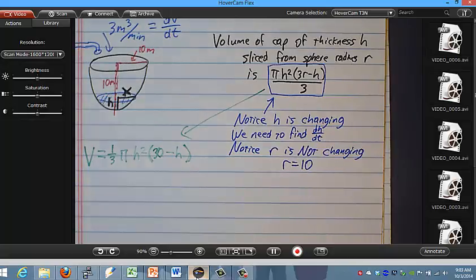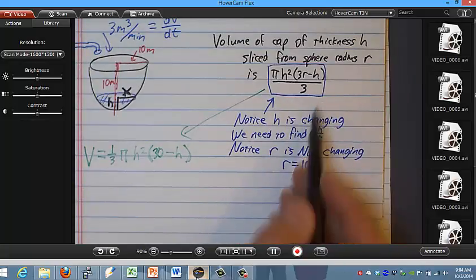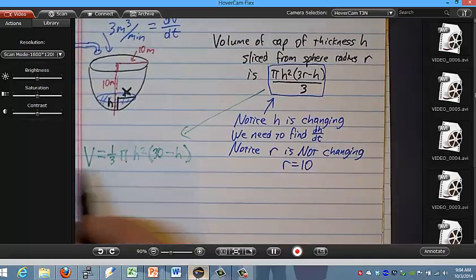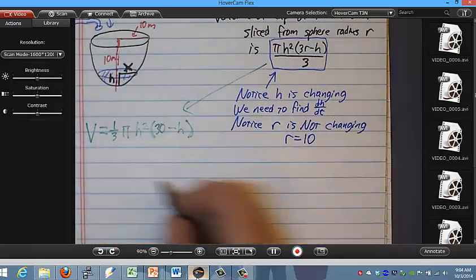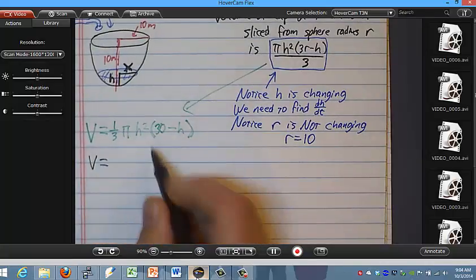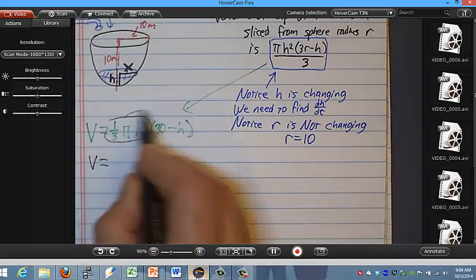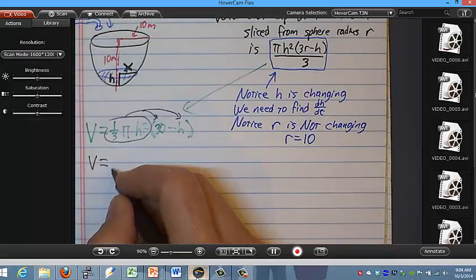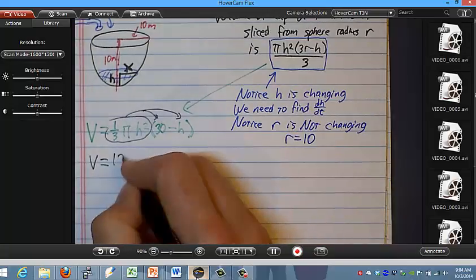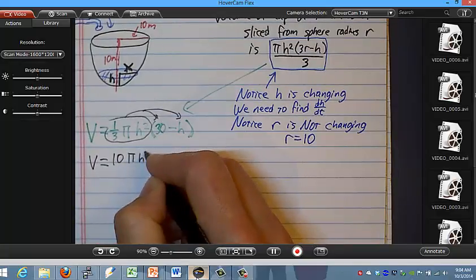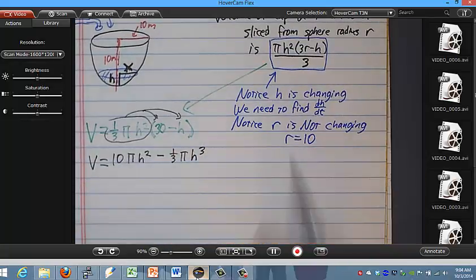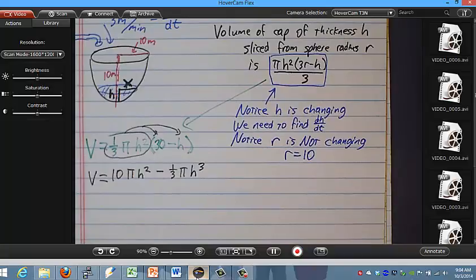Question, Chris? What I did was, instead of writing it this way with the divided by 3, I just thought, let me put the 1/3 out front. And why did I do it that way? Because of what I'm about to do next. As a matter of fact, let me rewrite it in black so you guys can see it better. I'm going to distribute. So I'm going to take this big mess, and I'm going to distribute it. So let's see. 1/3 of 30 is 10. So I have V equals 10 pi h squared minus 1/3 pi h cubed. So that's the volume of the water.